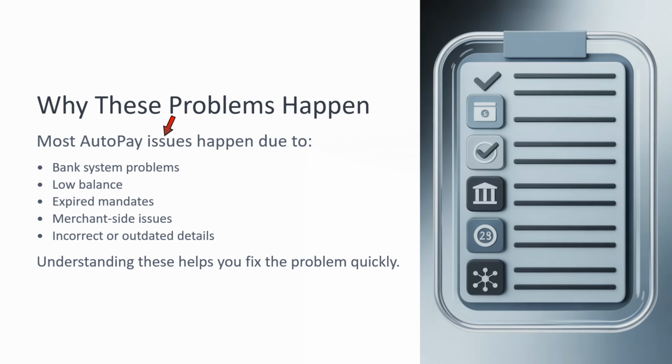Most autopay issues happen due to bank system problems, low balance, expired mandates, merchant side issues, incorrect or outdated details. Understanding this helps you to fix the problem quickly.